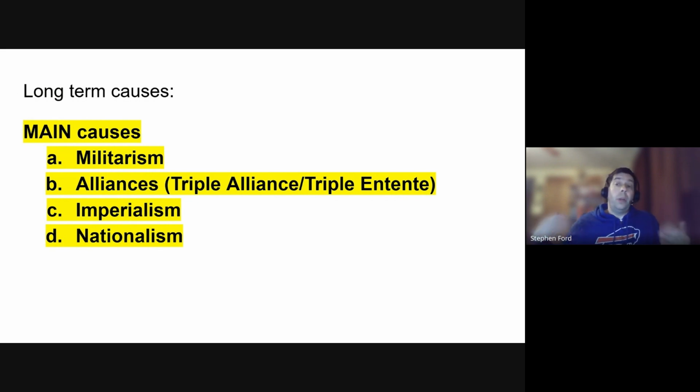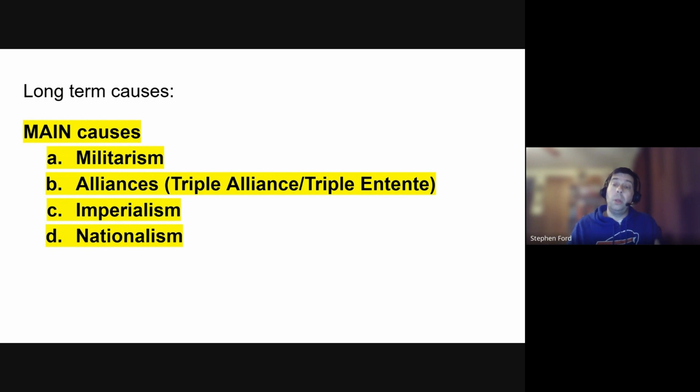Imperialism. There was tension around the world as countries were competing for colonies, in particular in Africa, where we had Germany as a newer country and Italy as a newer country wanting to get in on the imperialism game. So it just caused increased tensions around the world. And then nationalism. Remember, I gave two reasons for nationalism in class. One, my country is better than yours, and so it leads to conflict.